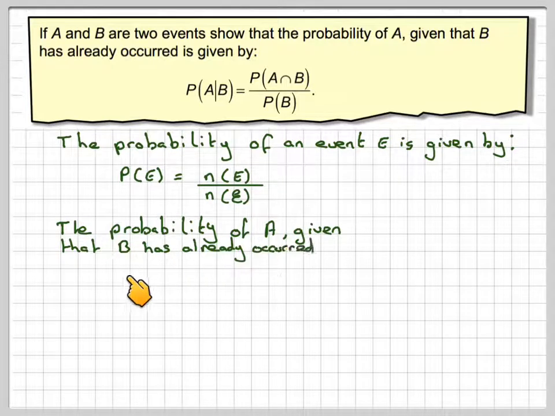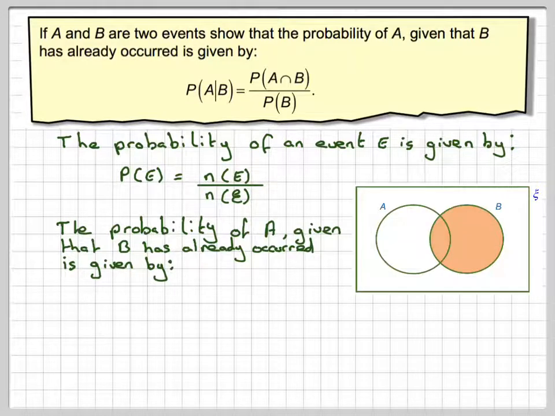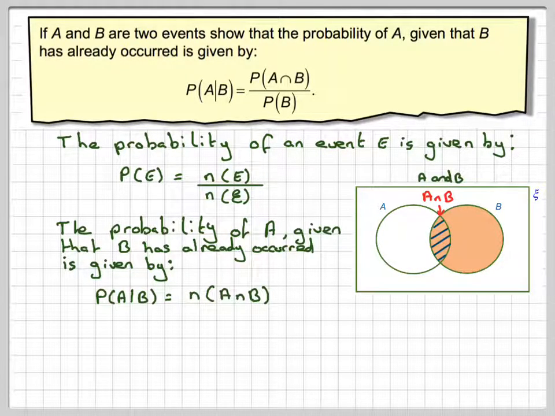So the probability of A given that B has already occurred is given by, if we have a Venn diagram of two intersecting sets, so this is event A, this represents event B, so this is the number in A, the number in B. If B has already occurred, which is what this means, then the only way for A to occur is the intersection. And don't forget, A intersection B means A and B. So we get the idea that it's the number in A intersection B divided by the number in B.